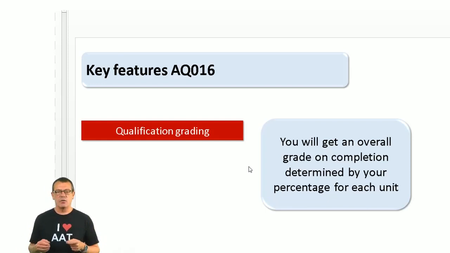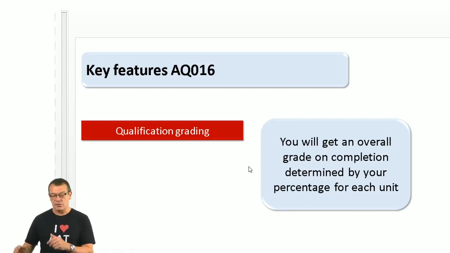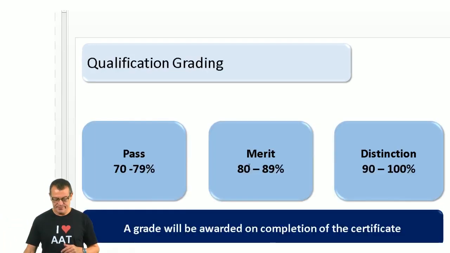Now, back to the grades. You will get an overall grade on completion depending on your percentage for each unit. So how is it banded? I touched on this a little earlier and said that it would be banded in certain sections. Let's just take a look at these bands. For a pass, you need to get between 70 and 79% overall.